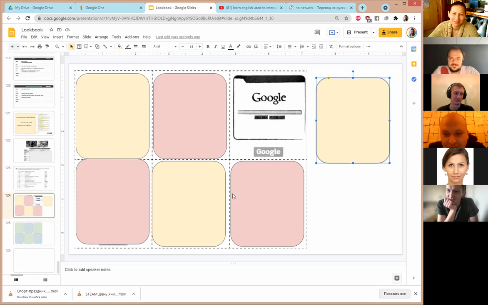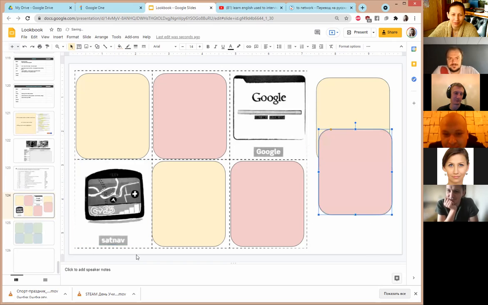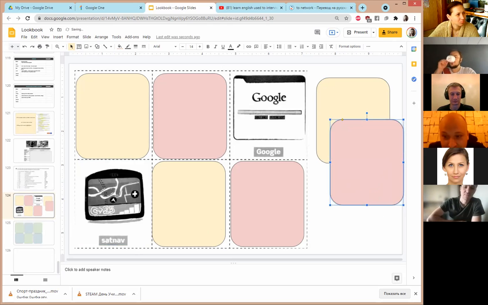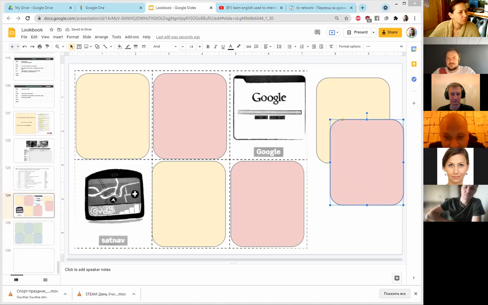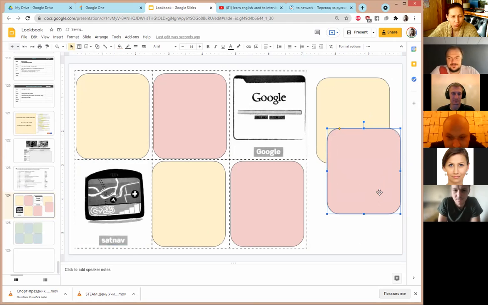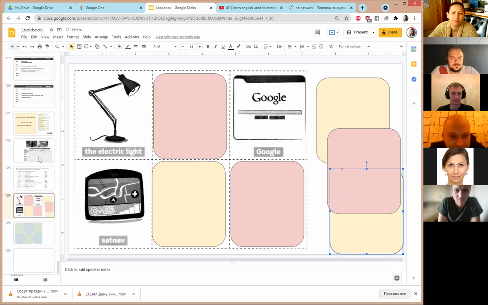Oh, wow. Interesting. Igor, something about this? We used to use paper maps, but now almost everybody uses sat nav. Yeah. Now everybody is using it on the phone. So there are more things that changed the world here. Let's see, Sasha, what about this one?